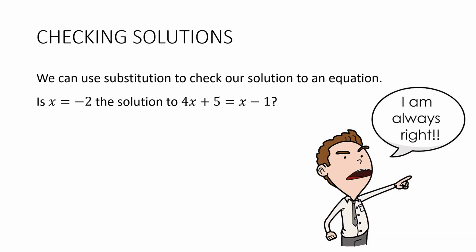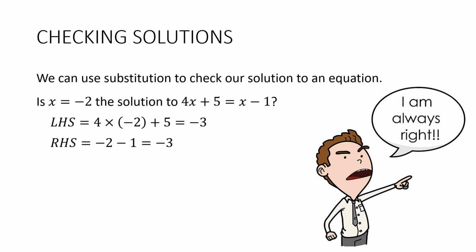So what we should do is start with the left-hand side and substitute in negative 2, and it's equal to negative 3. And then we should do the right-hand side and substitute it in, and it's equal to negative 3. Now, since our left-hand side and our right-hand side are equal, then x equals minus 2 is the correct solution.